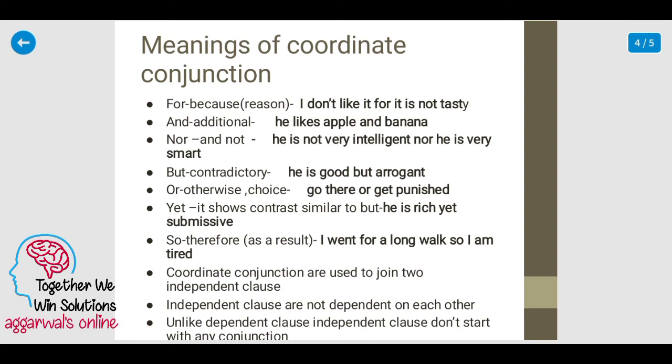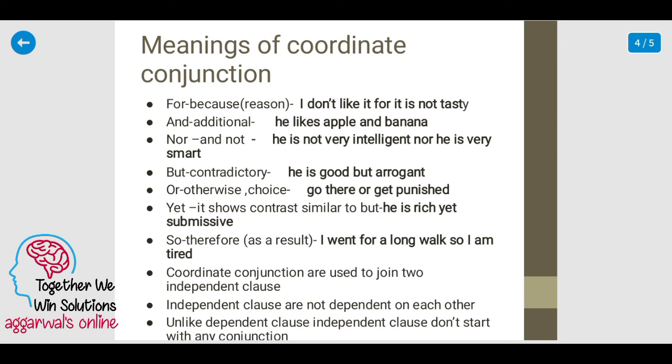Or means otherwise. Or always offers you a choice. Go there or get punished means if you don't go there you will be punished. Or means a choice, otherwise. Yet is also similar to but. He is very rich yet submissive. Two statements that are opposite. So now, so means as a result, therefore. I went for a long walk so I am tired.